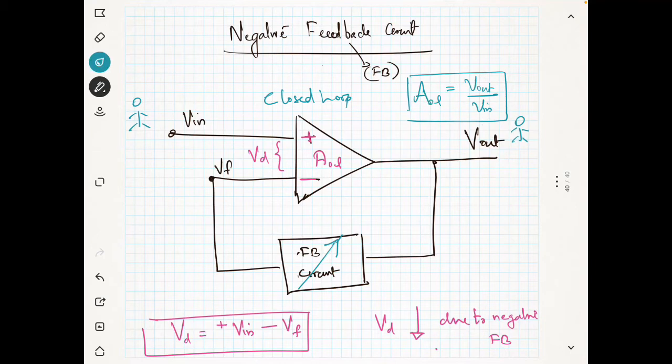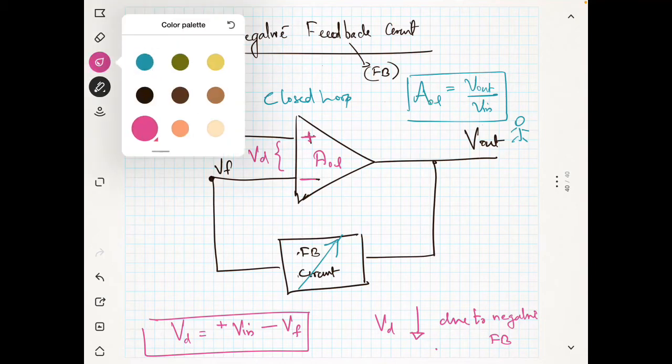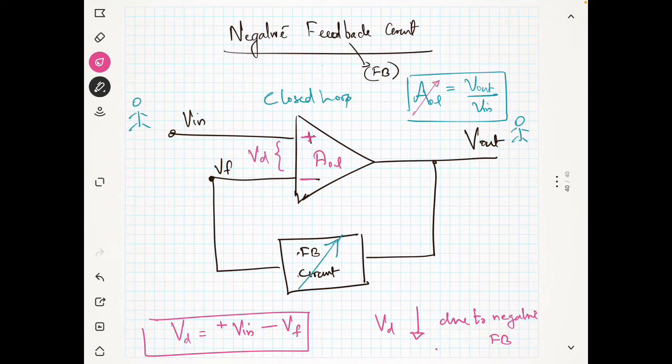You can control this gain by controlling the feedback circuit. Okay, that is the beauty. So you don't want to touch the op-amp. You can go to the shop and buy an op-amp with very high gain, but by using some external circuitry, you can control the gain of the op-amp. Okay, so that's what we are going to see.